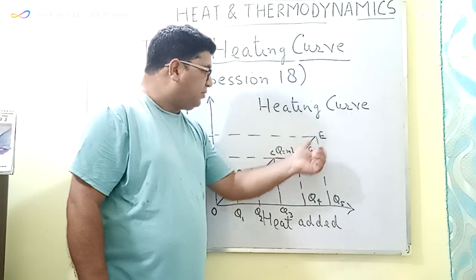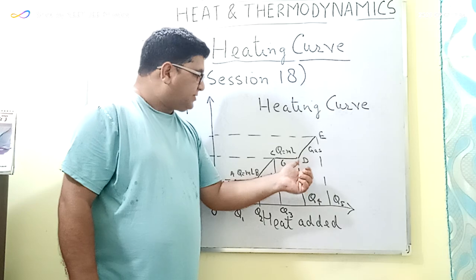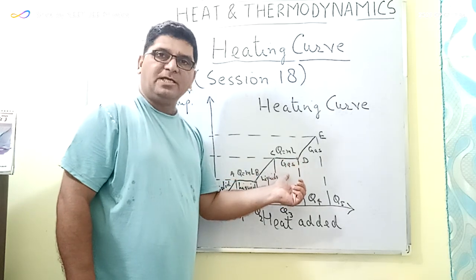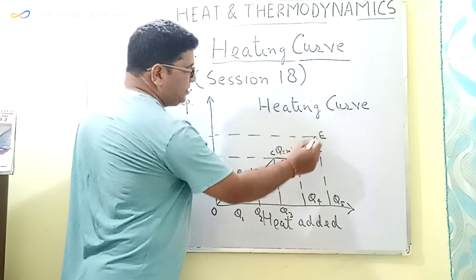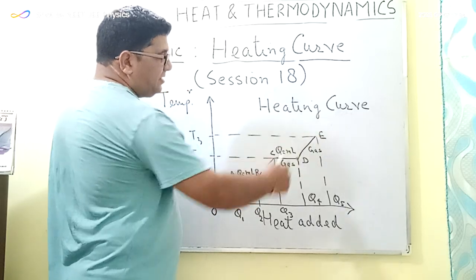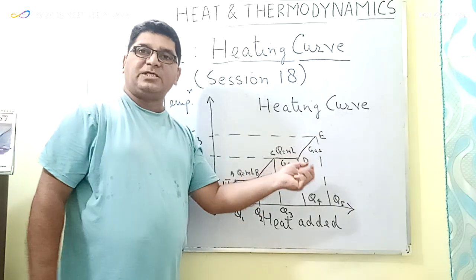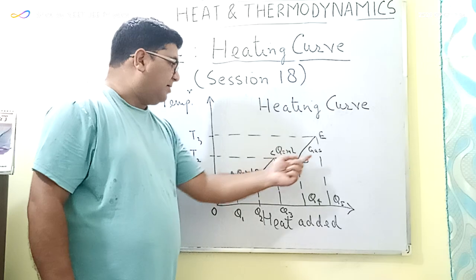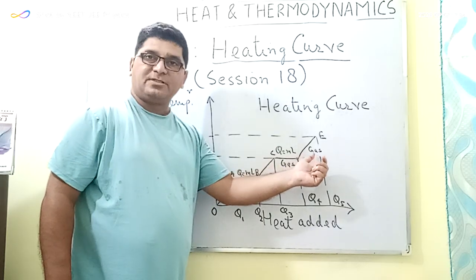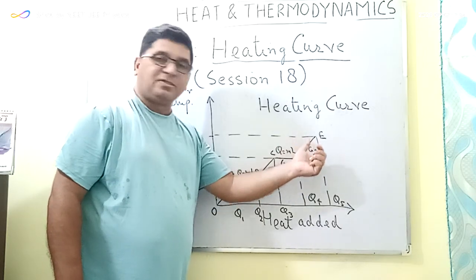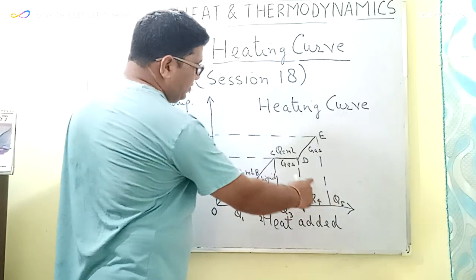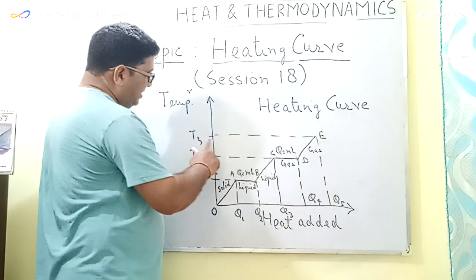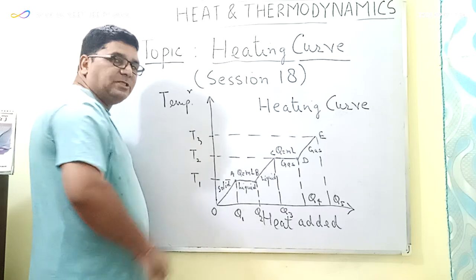Now from the point D to E, this liquid has got converted into the gaseous form, and from this point D to this point E, this gaseous form of this solid, or you can say this gas, will absorb the sensible heat which is equal to Q5 minus Q4, and its temperature has increased from T2 to T3.